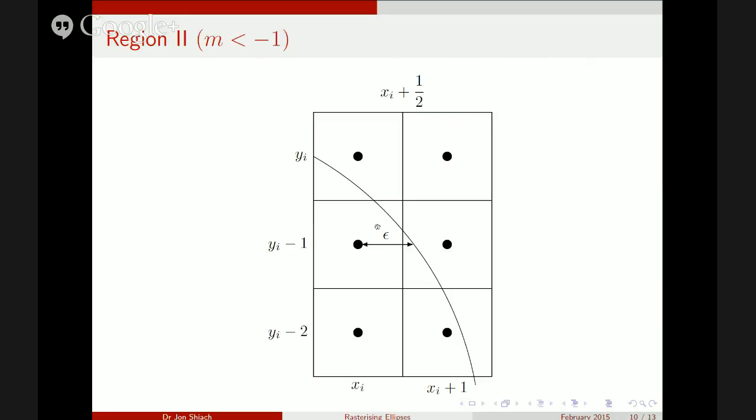And what we do is we calculate the midpoint horizontally. So we calculate the midpoint for xi plus a half. We're assuming this pixel here has been illuminated. We choose between the south pixel or the southeast pixel. So we make a choice between these two. Essentially you're doing the midpoint algorithm, but now with the y-axis as the driving axis.